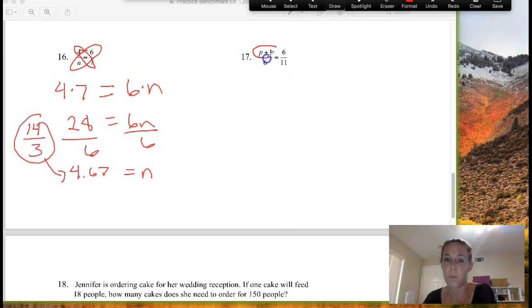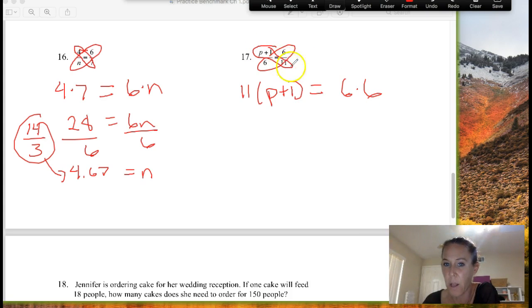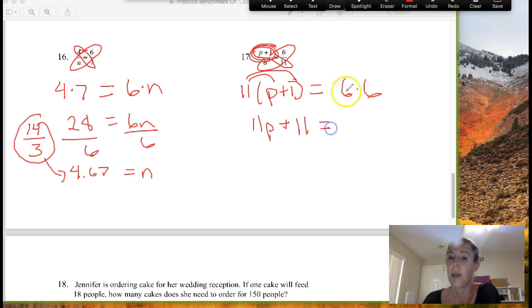Great, cross multiply. So I'm going to have 11 times (p plus 1) equals 6 times 6. Now the biggest mistake I see on this one, guys, is everybody goes 11 times p, and they don't realize it's 11 times this whole quantity p plus 1. This has to be in parentheses. It's not 11 times p, it's 11 times p plus 1. You have to distribute. So you're going to go 11p and then 11 times 1, which will be plus 11. And then 6 times 6 is 36.